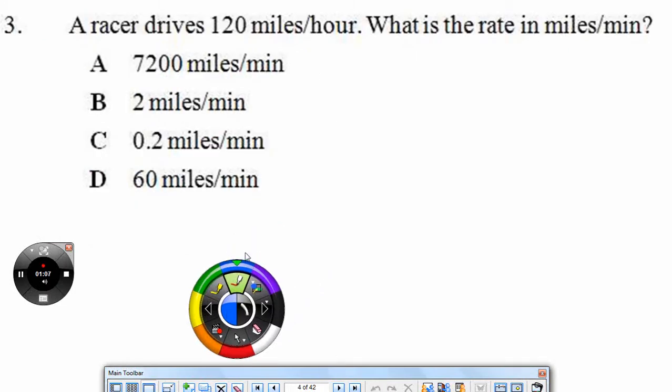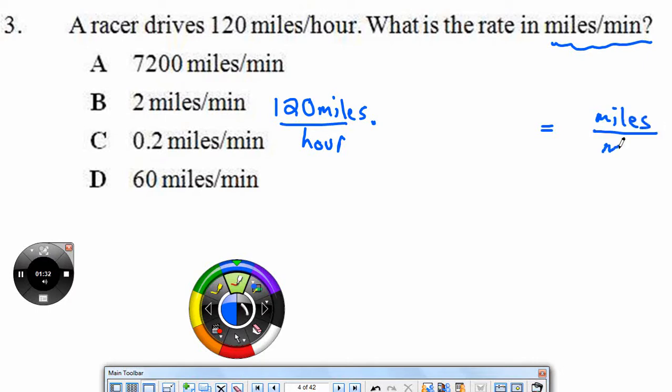Number 3, right now it's 120 miles per hour, so we want to convert that. So we write 120 miles per hour, and then we multiply. We want the result to be in miles per minute. The miles is already in good shape, but the hours needs to be changed to minutes.